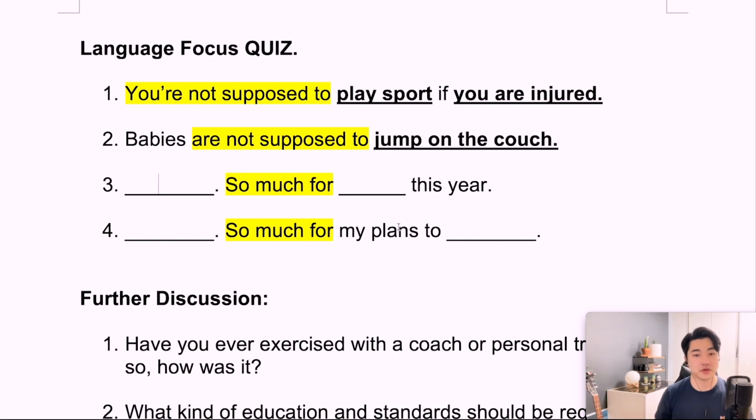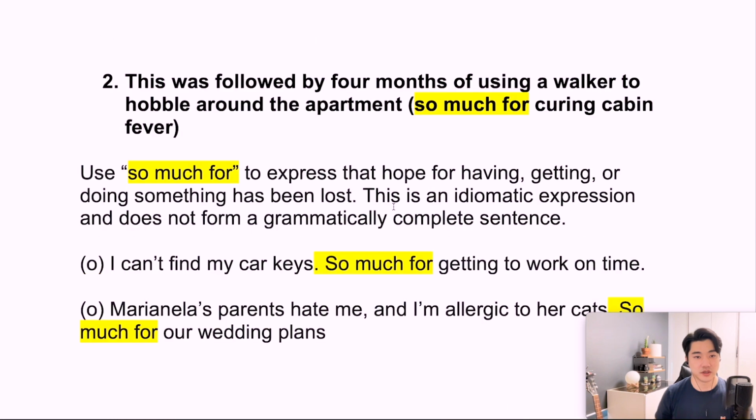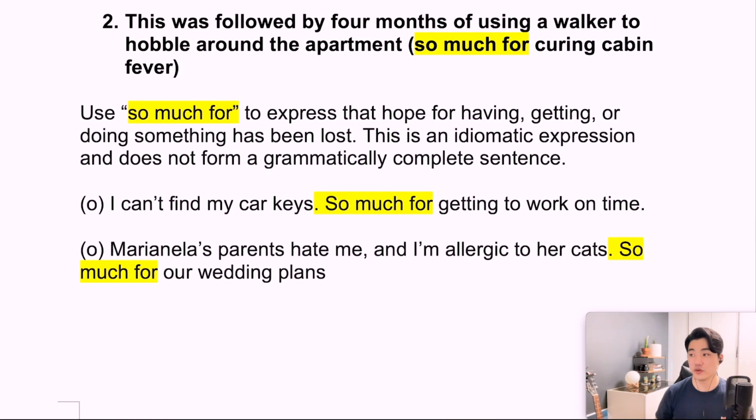So much for this year. So if we go back up there, so much for. So much for is an idiomatic expression and is not used as a complete sentence. It's mainly used when something has failed or did not meet expectations. So I can't find my keys, so much for getting to work on time.